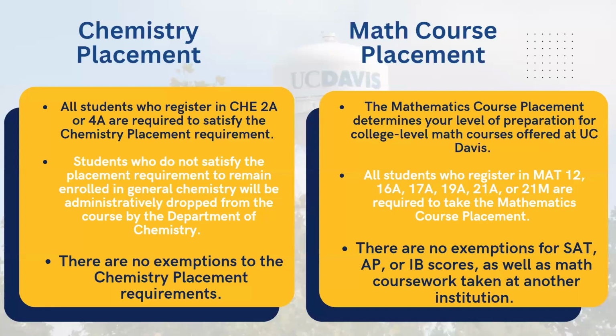In terms of math, there are no exemptions for SAT, AP, or IB scores, as well as math courses taken at other institutions. The math placement determines your level of preparation for college level math courses offered at UC Davis. All students who register for math 12, 16A, 17A, 19A, 21A, or 21M are required to take the math placement.